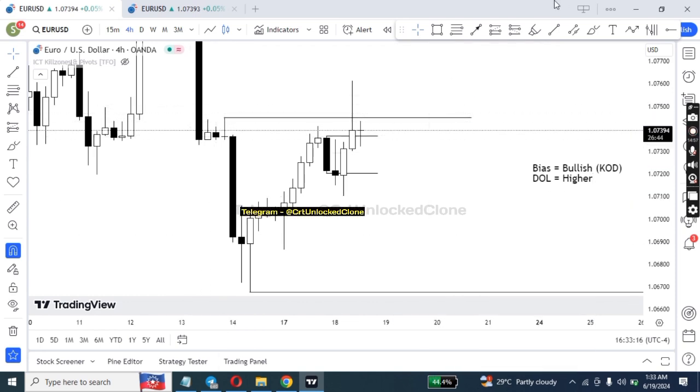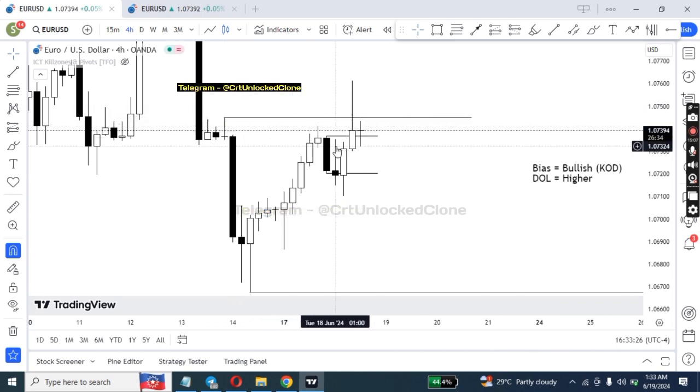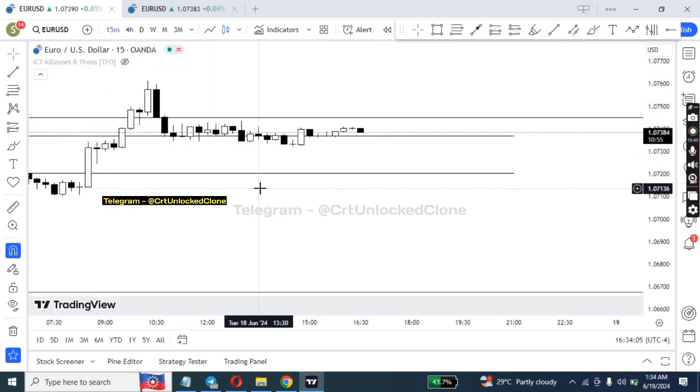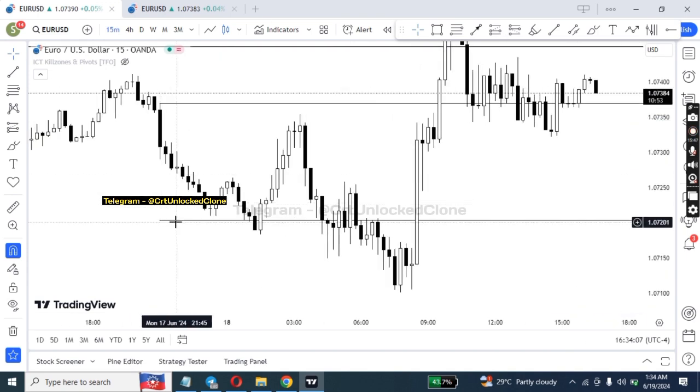Now obviously I'm expecting this range high to be taken right here. It can potentially act as our drawn liquidity as a target, but my job as an intraday trader using CRT and turtle soup concept is to frame a trade idea within this CRT right here. Now we're going to go down to the 15-minute time frame and then see what happened here.